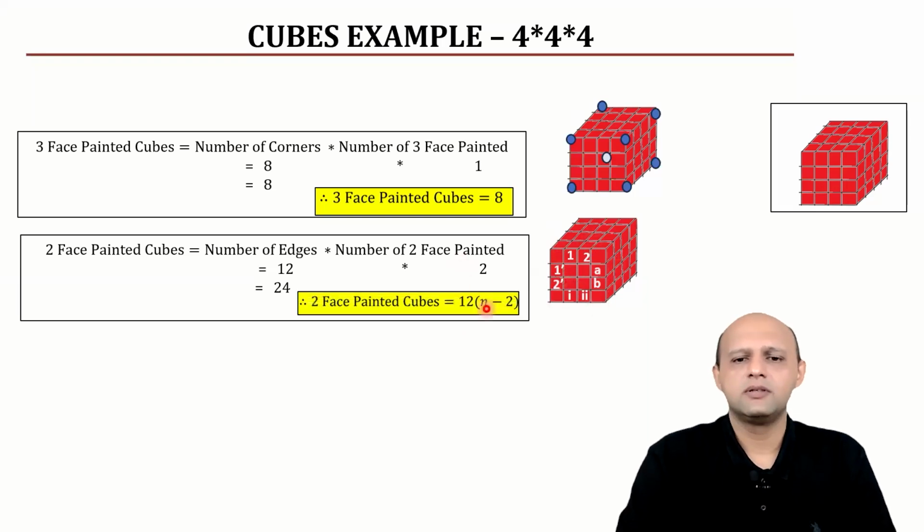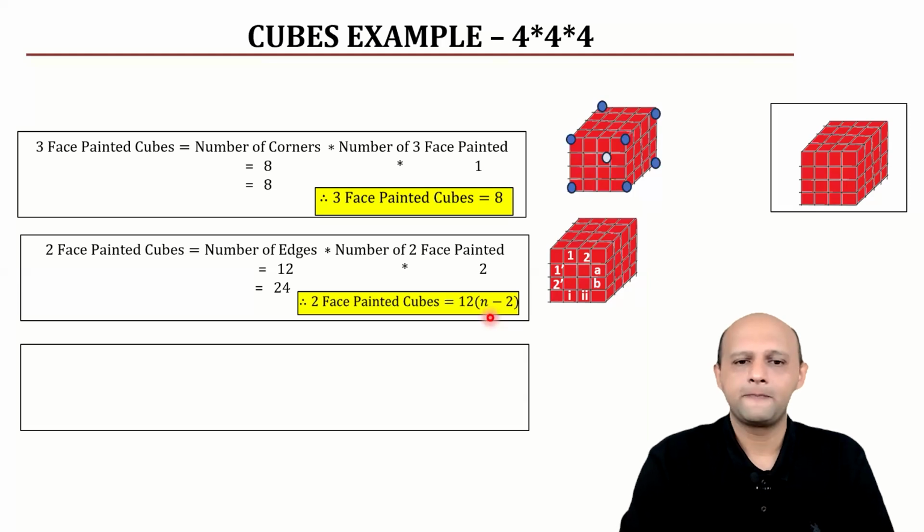Now, what's the generalized expression? 12 times (n minus 2). So if you substitute n as 4 here, 4 minus 2 is 2, and 12 times 2 is 24.